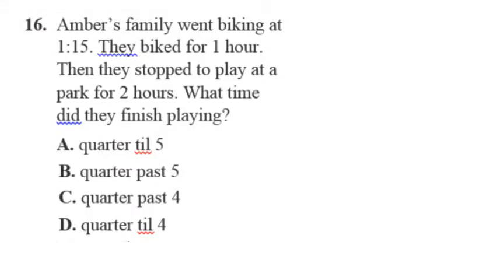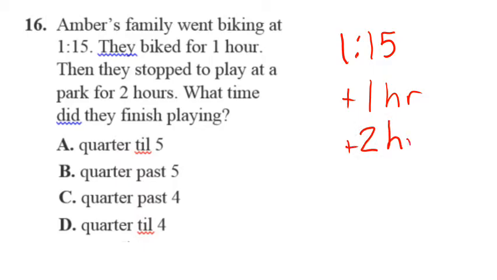Amber's family went biking at 1:15. They biked for 1 hour. Then they stopped to play at a park for 2 hours. What time did they finish playing? So I know that they started at 1:15. I have to count 1 hour because that's when they stopped riding their bike. Then I have to count 2 more hours because they played for those 2 hours and they want to know when they finished playing, not while they're playing.